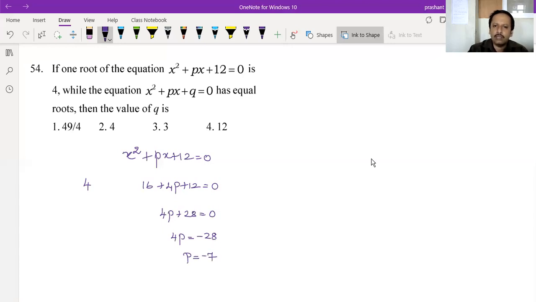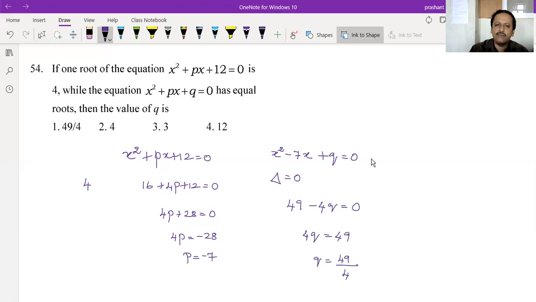Now the other equation: x square plus px, in place of p I substitute minus 7, so minus 7x, plus q equal to 0, and it has equal roots. If a quadratic equation has equal roots, then delta must be equal to 0. So b square minus 4ac must be equal to 0. In this case, b square is 49 minus 4ac, that is 4q, equal to 0. In other words, 4q is equal to 49, and q is equal to 49 by 4, which is the first option.